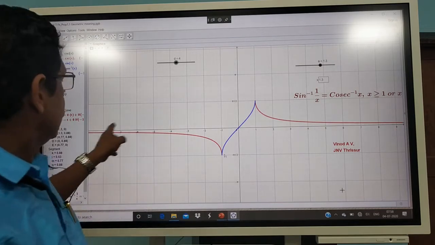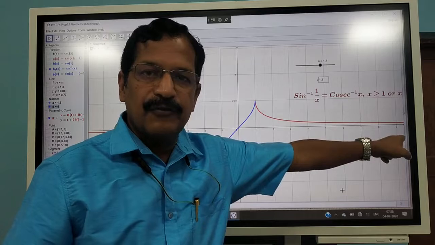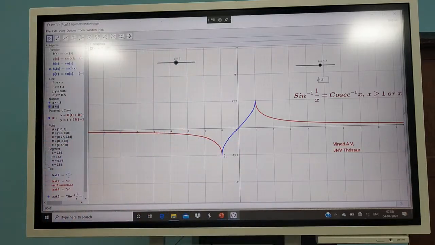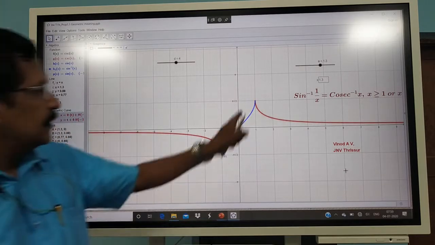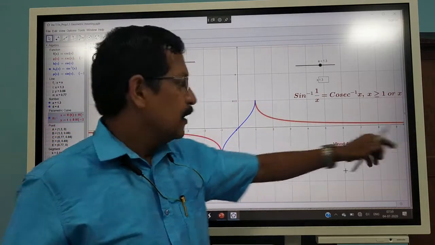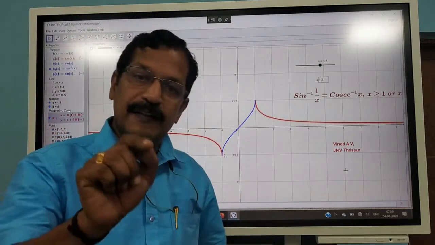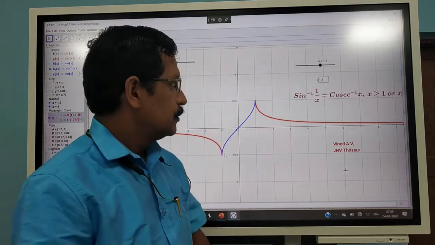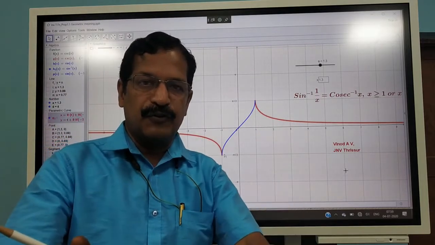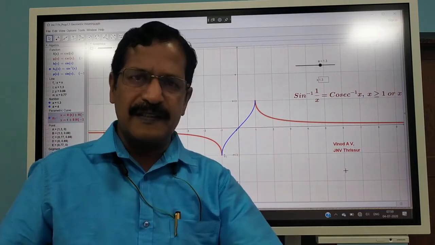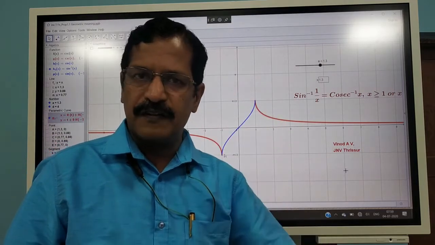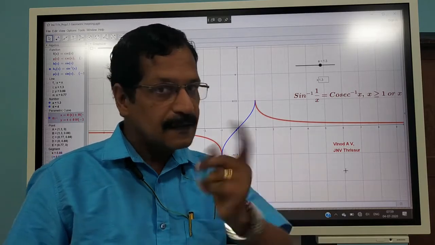This red color is the graph of cosec inverse x, and this blue graph is the graph of sine inverse x. So now it's clear: the graph of cosec inverse x and the graph of sine inverse x. We have already discussed these graphs in the previous session, when we were discussing inverse trigonometric functions and their graphs.